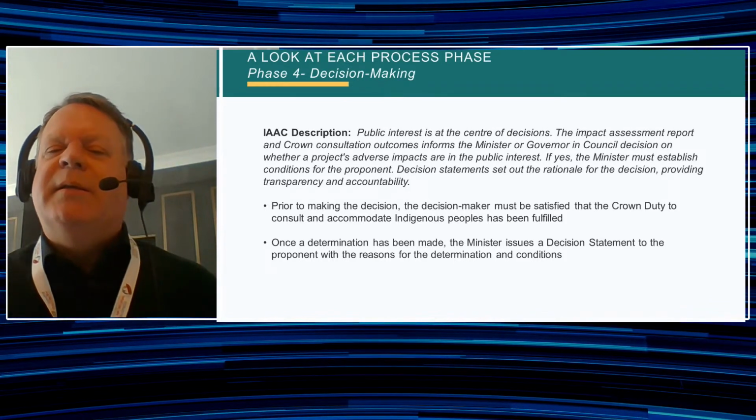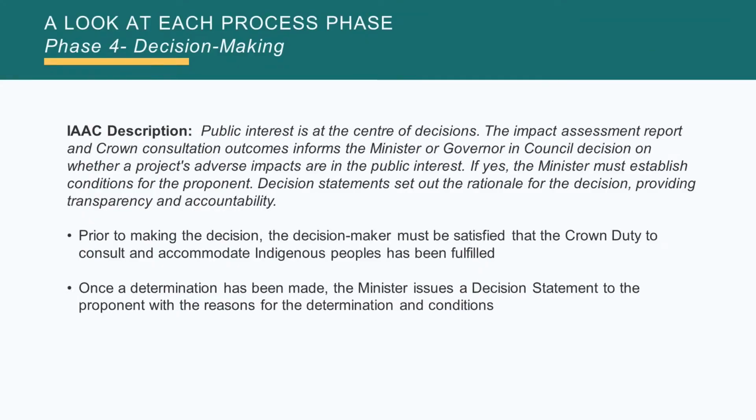Phase 4 is the decision-making phase, and IAC describes this phase in this manner. Public interest is at the center of decisions. The impact assessment report and Crown consultation outcomes inform the minister or governor in council decision on whether a project's adverse impacts are in the public interest. If yes, the minister must establish conditions for the proponent.